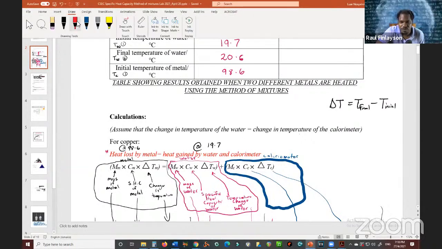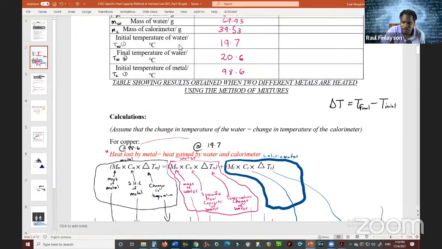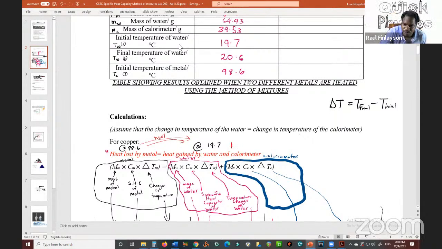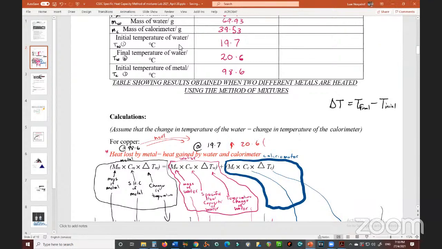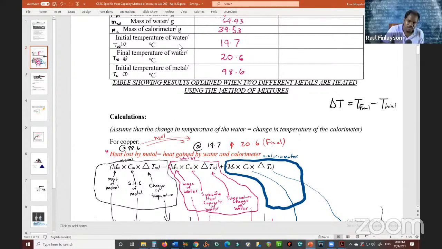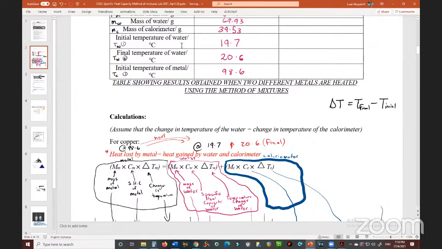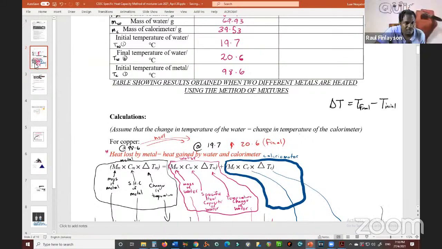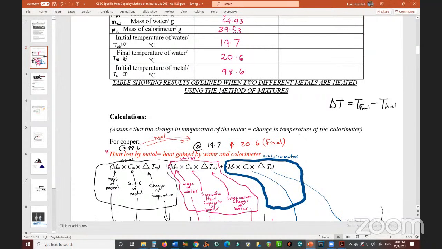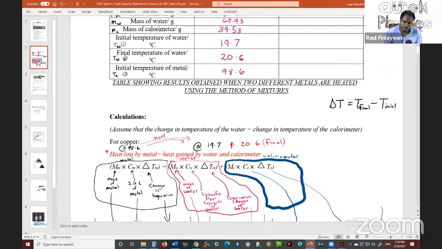So that's the heat. Let's use a red marker to show that the heat would have left and gone over here. Why did it just go up to 20.6? That's the final, and it only goes up to 20.6 for an obvious reason. The mass of the copper is small, so because it's small, it doesn't have the capacity to store a lot of heat. It's a small piece of copper.